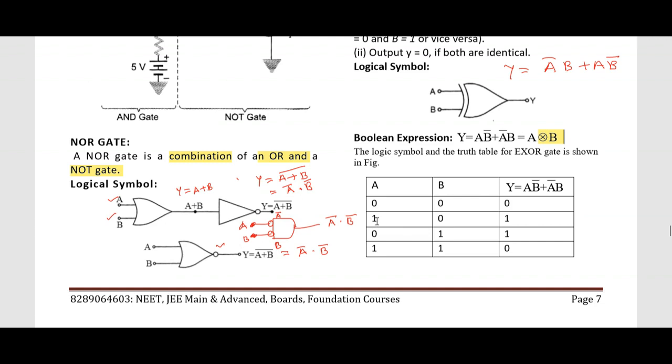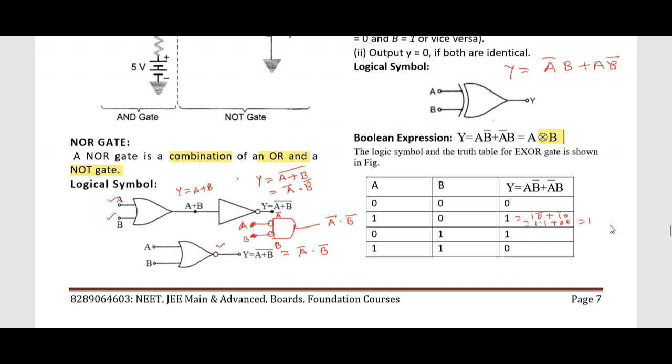Now if one is 1 and the other is 0, in this case, this is 1. So how we will reach this result: first A is 1, B is 0, so 0 bar plus A bar 1 bar into 0. Now this gives us 1, 0 bar 1 plus 1 bar 0 into 0.